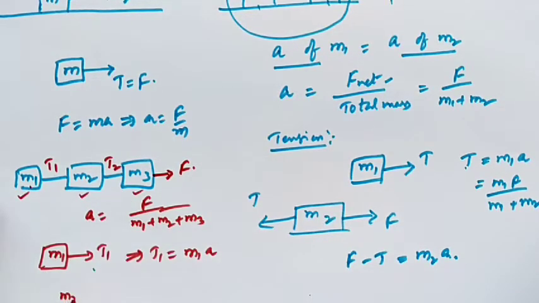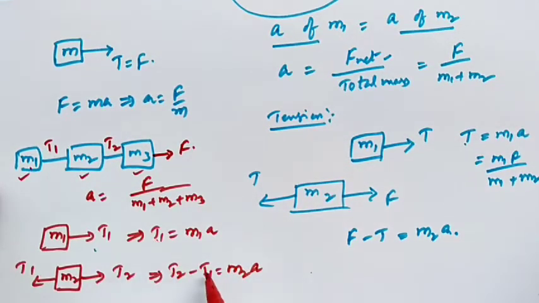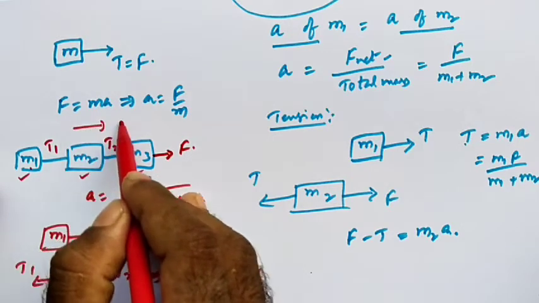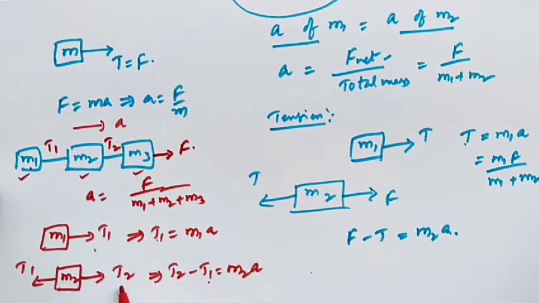What is the value of T2? For that you draw the free body diagram for m2. The forces are T2 this side, T1 this side. So T2 minus T1 is equal to m2a. In this we have m1, T1, and acceleration, so directly you can calculate T2. Why have I written T2 minus T1? Because I assume that the acceleration is this side. That's why T2 is greater than T1, so T2 minus T1.